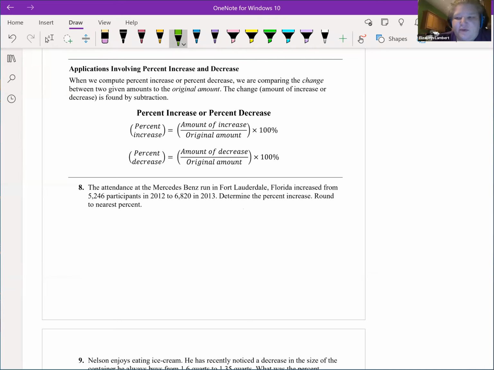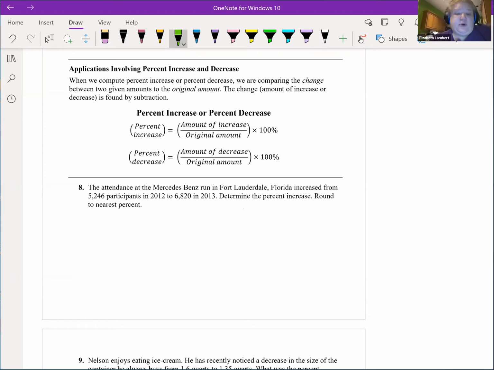Likewise, it does the same thing for decrease. And you can calculate this so it's positive or negative on decrease. It'll just be one sign or the other. And you just have to remember it's a decrease. It just depends on which way you do the subtraction.